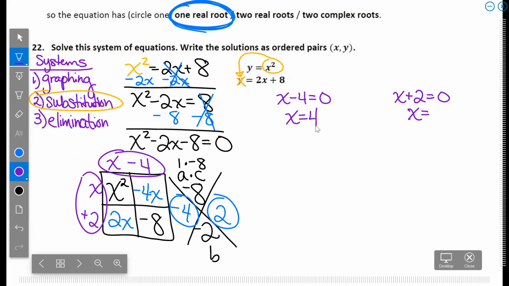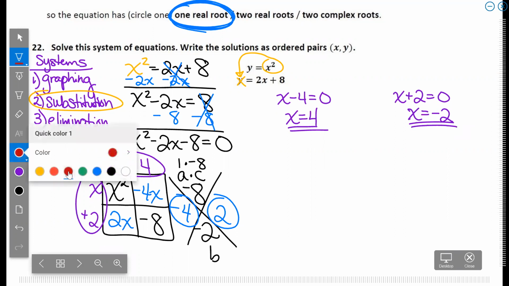4 and -2. But just like when we solved the systems on number 12, I need not just the x's, I also need the y's. So we're going to have to substitute back into one of these 2 equations to find our y values.